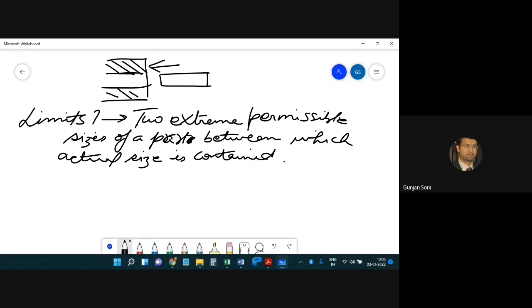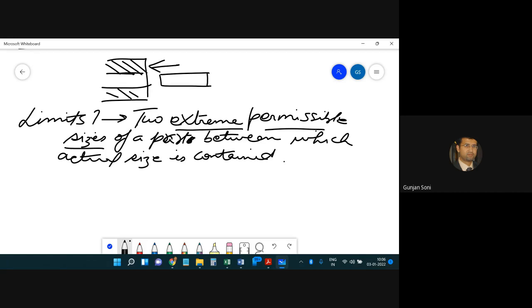So the important thing to understand is that these are the extreme permissible sizes. Now, what is the meaning of permissible size? Permissible from the point of view of assembly, that if the size of the part varies between these two extremes, it is good enough to be assembled. Okay, so we define that as limit.